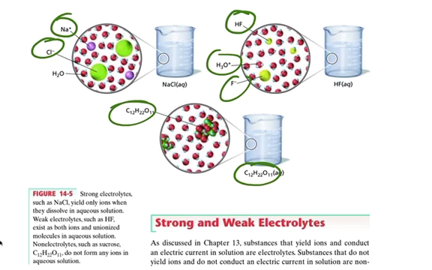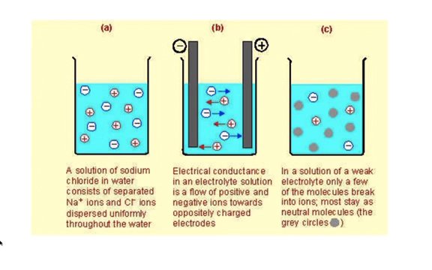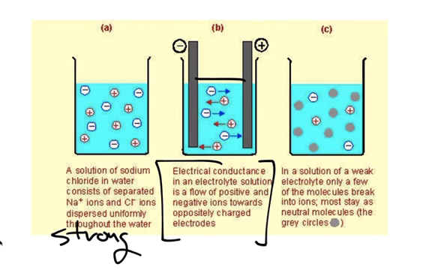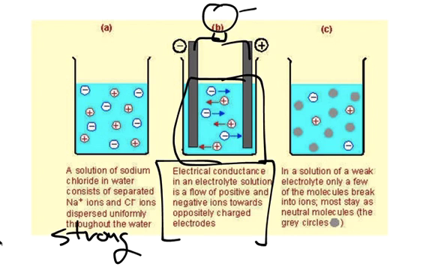Okay. Last thing in this unit is strong and weak electrolytes and the difference. A lot of our ionic compounds, like sodium chloride, are what we'd call strong electrolytes. A strong electrolyte allows electricity to pass through the solution. It allows that light bulb on the top of this diagram to light up.